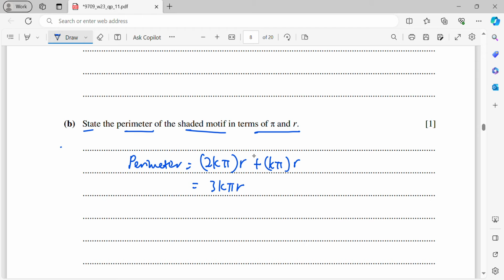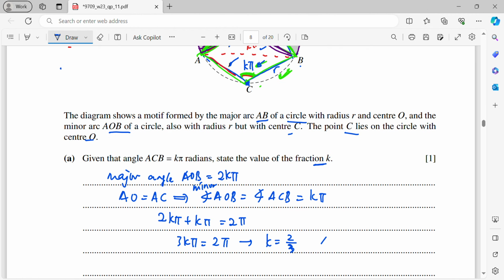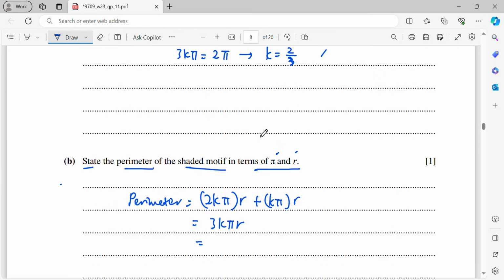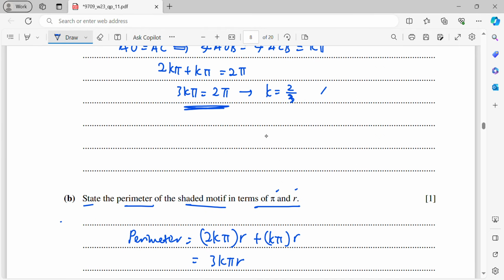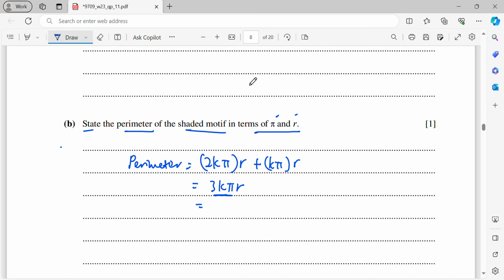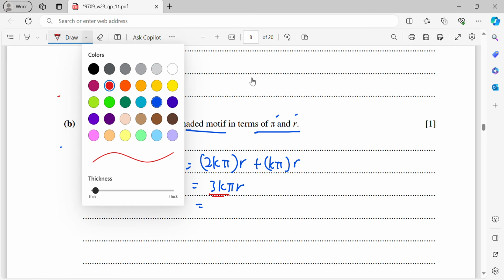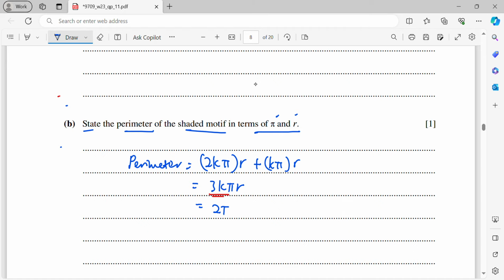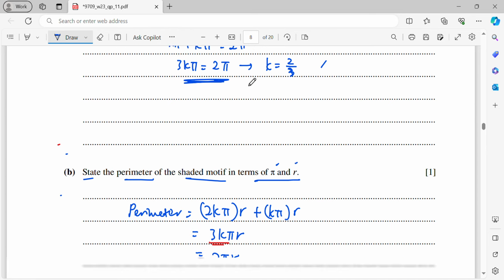And then now you need to express it in terms of pi and R, replacing the K. The K we already found, or probably you can just directly refer to this: 3K pi is 2 pi. So I will just replace 3K pi by 2 pi, then that will be faster. So here I will just write 2 pi R.